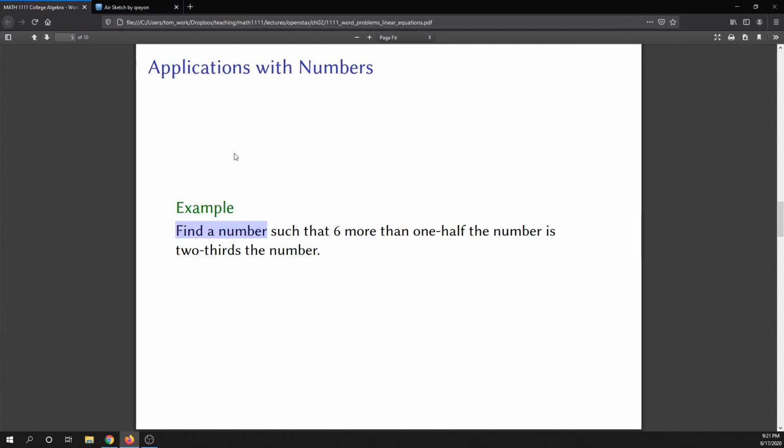The next thing we will need to do is walk through this statement again, reading what they say more carefully. What we're trying to do is translate something that's written in English to something that's written in math. Okay, so it says find a number such that 6 more than.